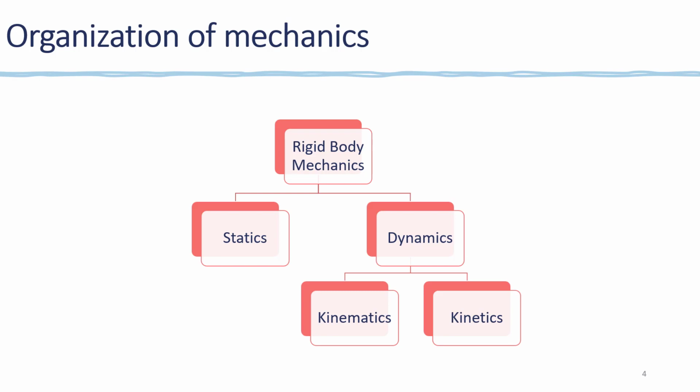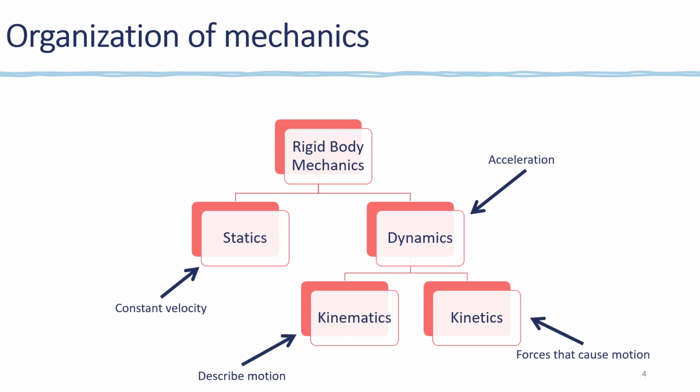So rigid body mechanics is subdivided into statics, which is the mechanics of objects at rest or moving at a constant velocity, and then dynamics, which is the mechanics of objects in an accelerated motion. Now, dynamics is further subdivided into kinematics and kinetics. So kinematics deals with the description of the motion, whereas kinetics deals with the forces that cause or that tend to cause these changes in motion. So remember, as a first starting point, kinematics is the description of the motion, and kinetics is the forces that cause the motion.